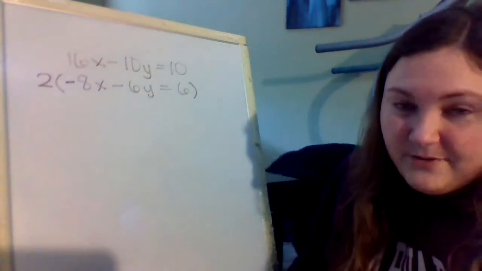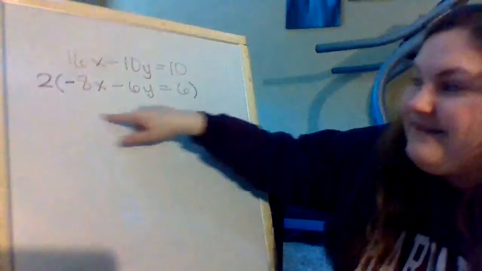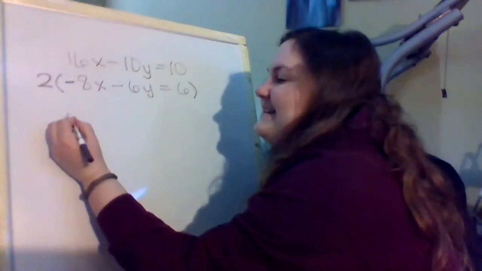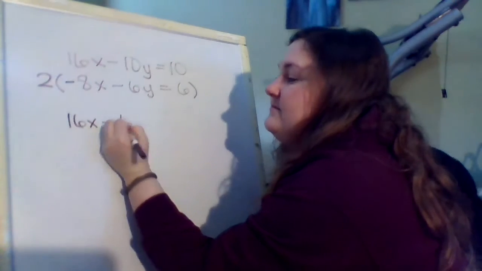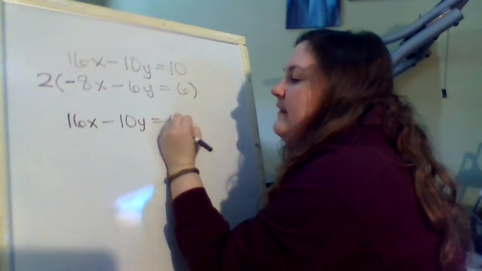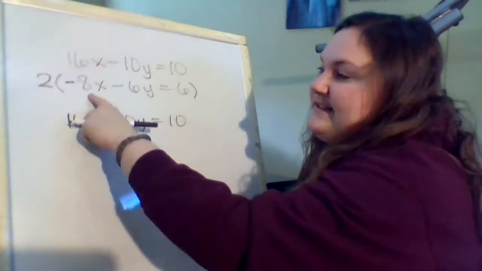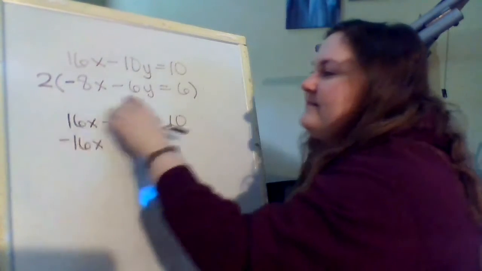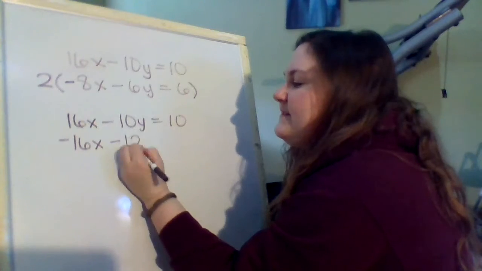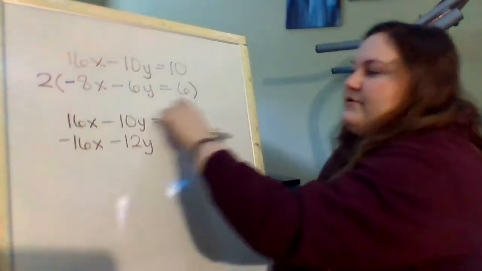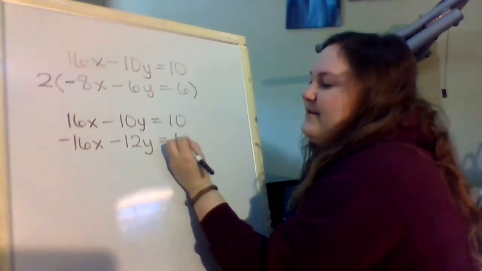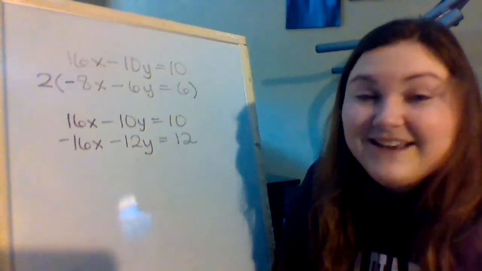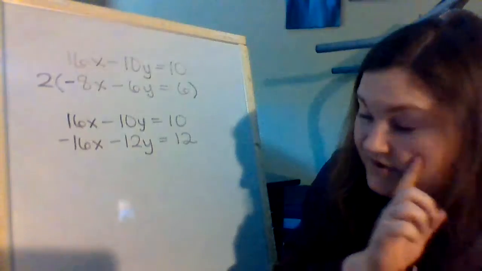When we go to multiply our equation, like I said earlier, you're multiplying everything in the equation. So my first equation is going to stay the same. I'm just going to copy it here. But our second equation is going to say negative 16x minus 12y, don't forget about the 6 here, equals 12. Once we do that, now it looks like the other problems you've done.